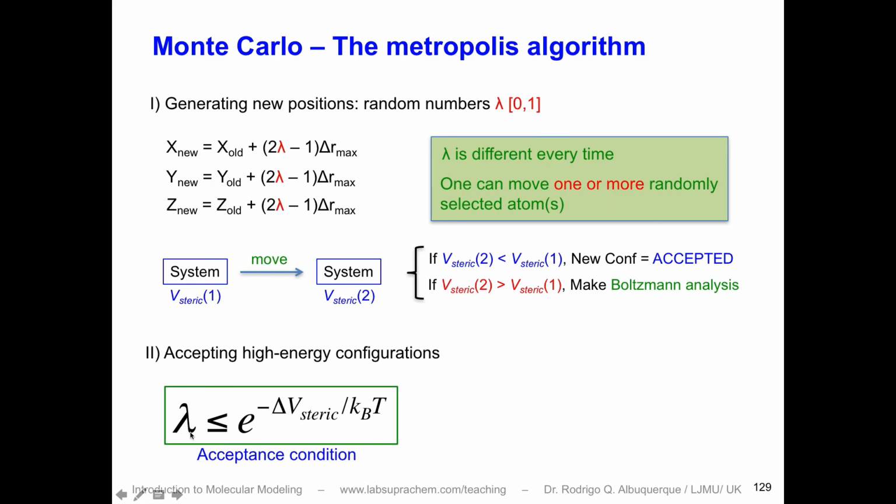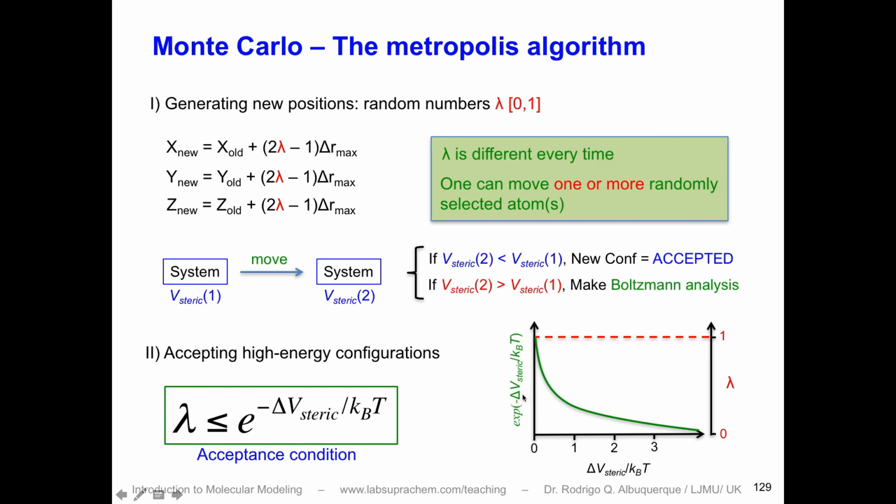We generate a new random number, lambda. If this random number is smaller or equal to this part here, the exponential of minus delta V divided by kT. So delta V is the difference in energy between the second energy and the first energy of the system. So just apply this formula, because this quantity here changes from 1 to 0, from 0 to 1. And we generate a lambda which is also in the range from 0 to 1.